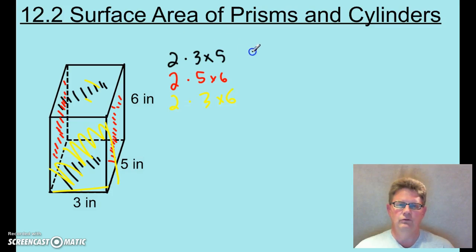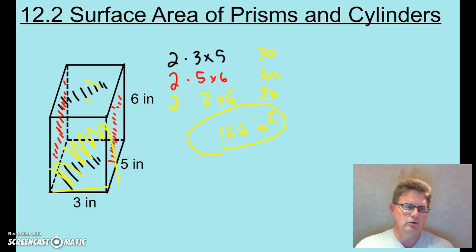So 2 times 3 times 5, that's 30, and 60, and 36, 126 square inches. That's the surface area of that rectangular prism.